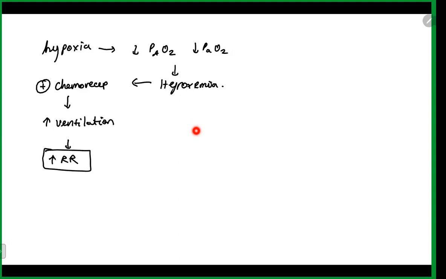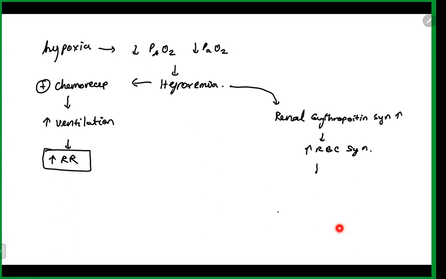And on the other side, hypoxemia is going to cause renal erythropoietin synthesis. When there is renal erythropoietin synthesis, it is going to cause an increase in RBC synthesis. Whenever there is an increase in RBC synthesis, on the other side there is going to be more availability of 2,3 bisphosphoglycerate in your RBC.